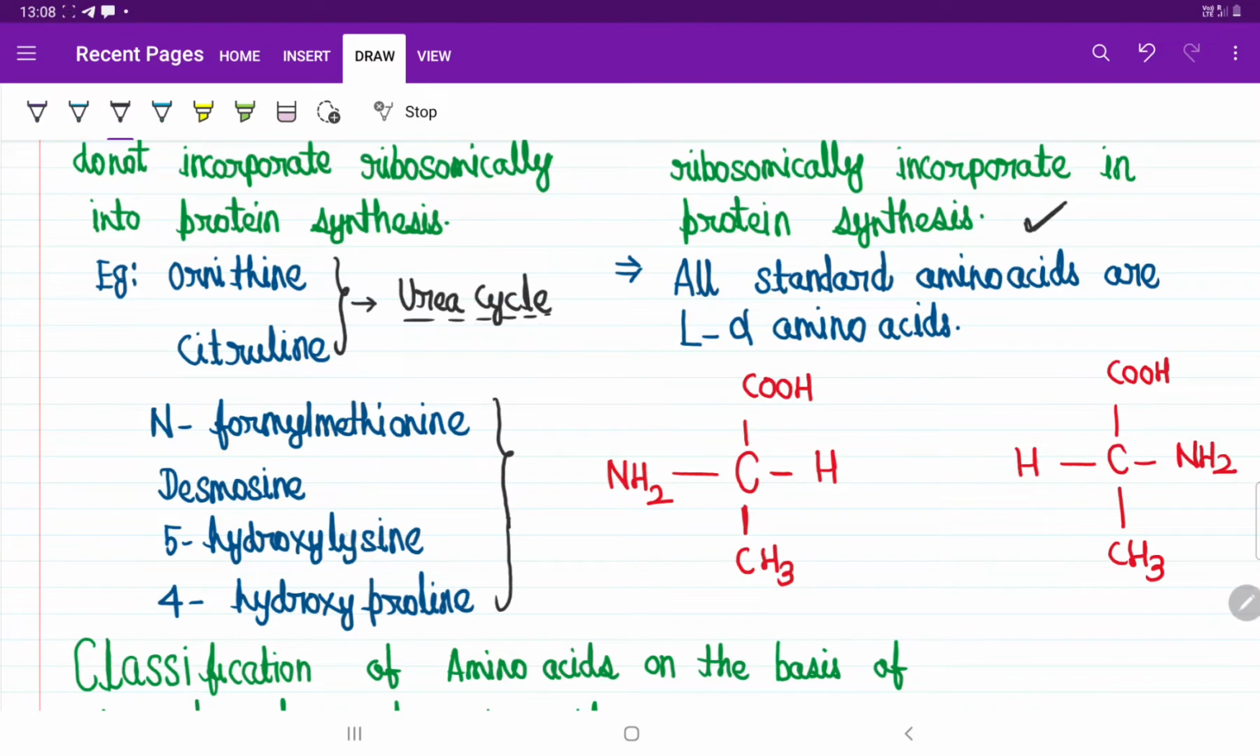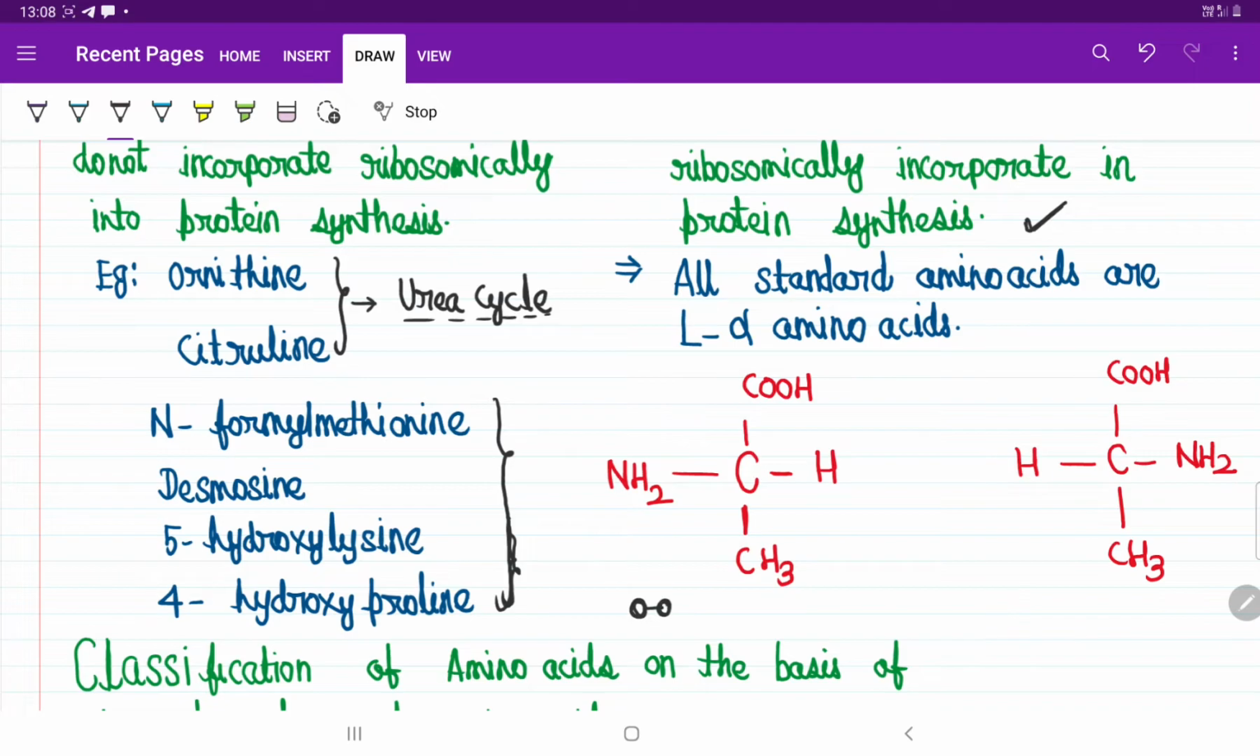Actually, all these amino acids are present in proteins. Like 4-hydroxyproline and 5-hydroxylysine, they are present in proteins. See, these amino acids are formed by modification of standard amino acids. Generally, lysine was added in the protein, and after protein synthesis, some changes were introduced in that protein, and then it was converted into 5-hydroxylysine.